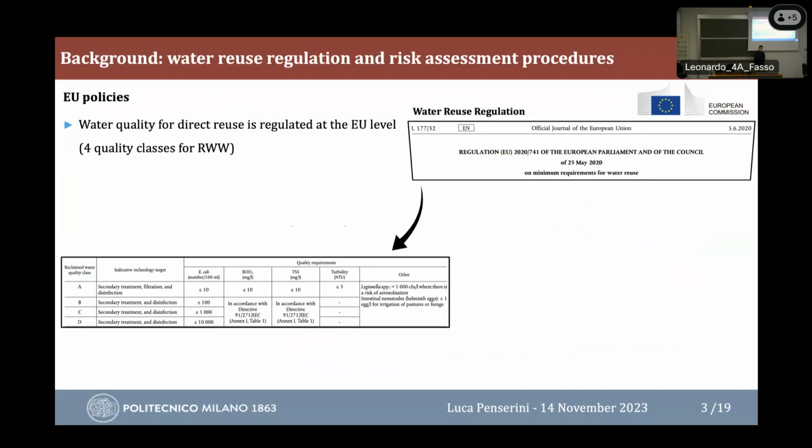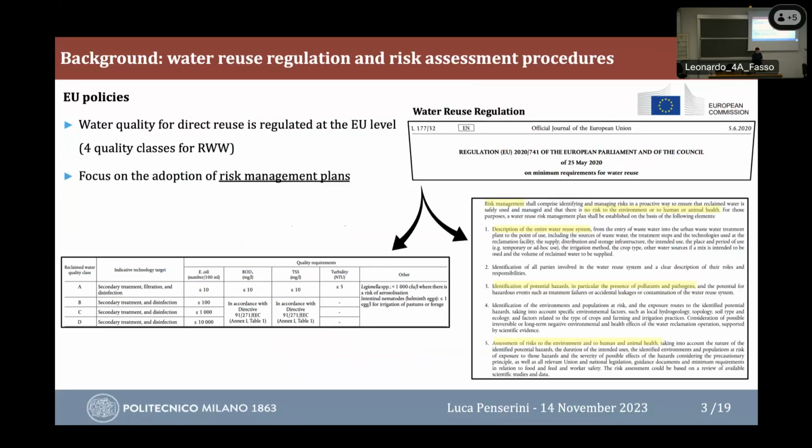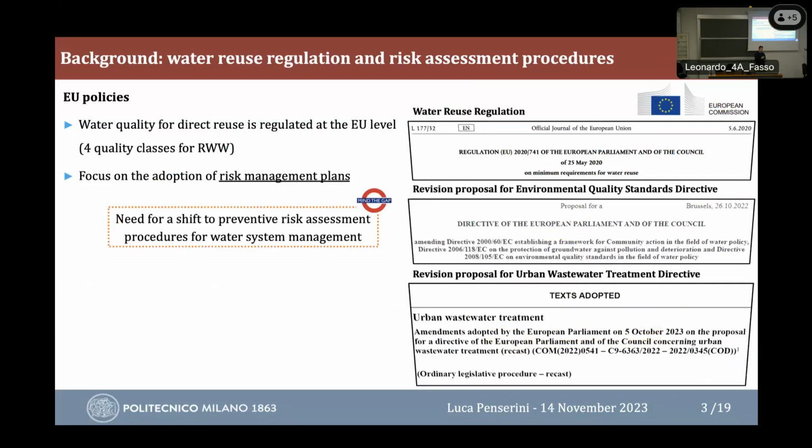From the regulation point of view, wastewater reuse is encouraged by the regulation. In fact, the water quality for direct reuse is already regulated at the European level, which defines 4 quality classes for water. Another important aspect is that the regulation places a particular focus on the adoption of risk management plans. This procedure is stressed not only in this regulation but in many regulations dealing with water.